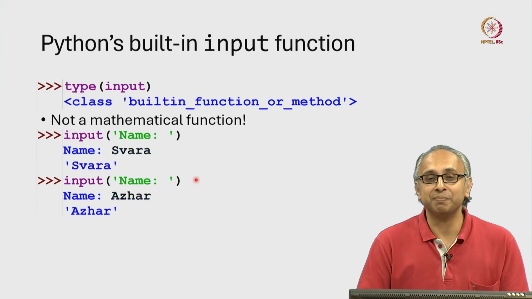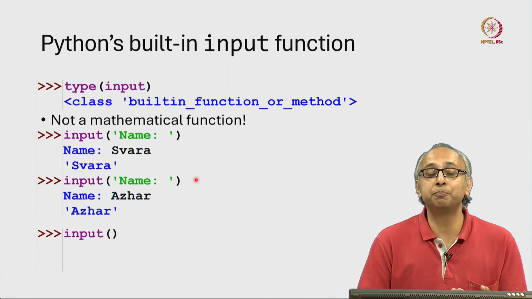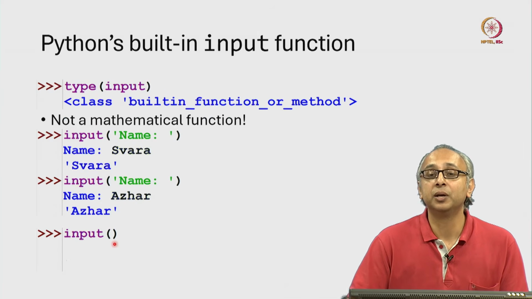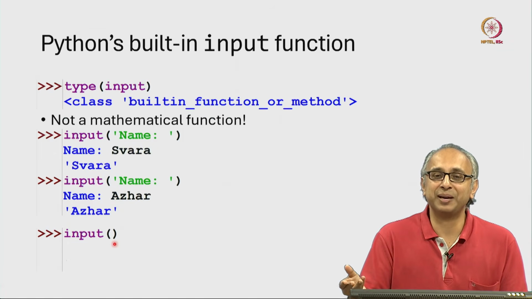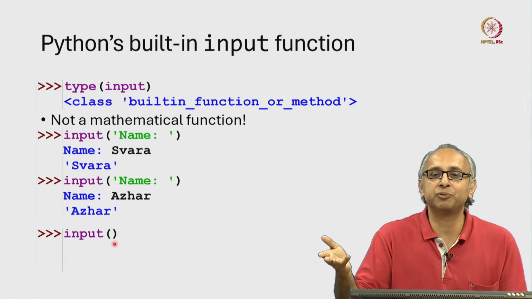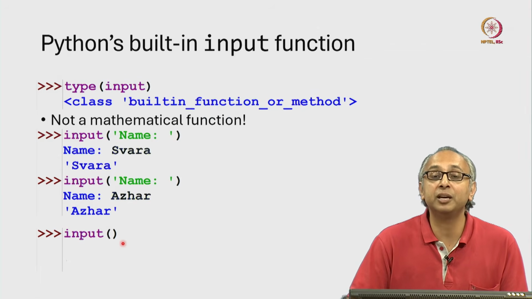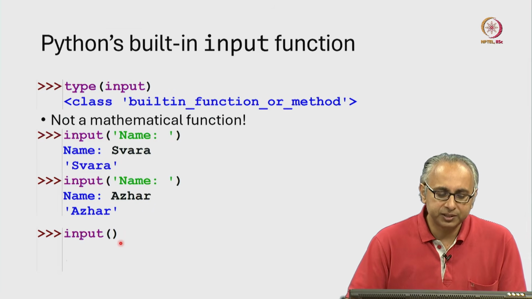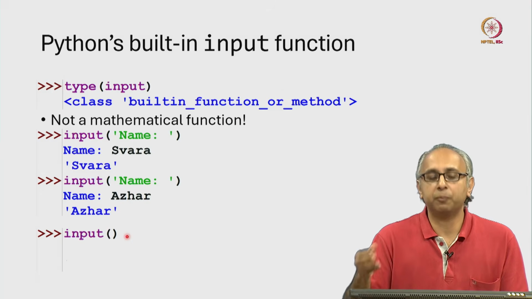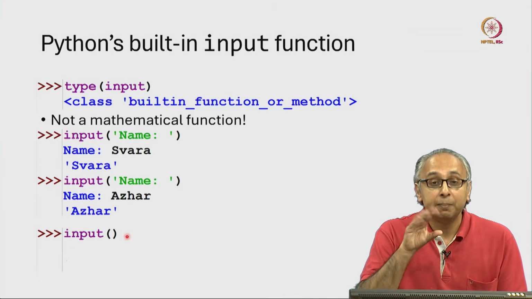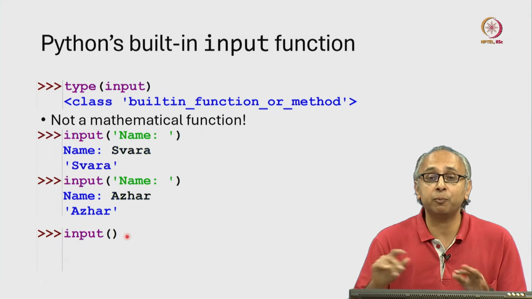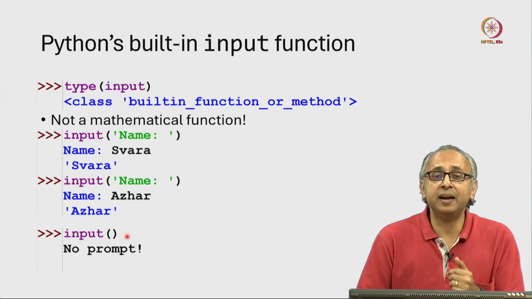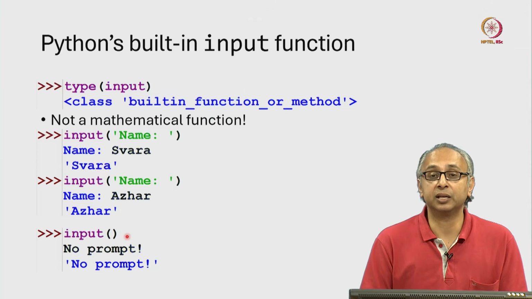Another way this is not a mathematical function is you can call the input function with no values inside the brackets at all. So this is not allowed in a mathematical function. You have to provide an input that comes from some set. And here we're calling this input function with no arguments at all. Now what happens here? Well, since we did not provide a string, when we press enter, nothing is printed, but once again the little blinking cursor will be there waiting for us to type. So if I type some string like no prompt, that entire string is returned in single quotes.